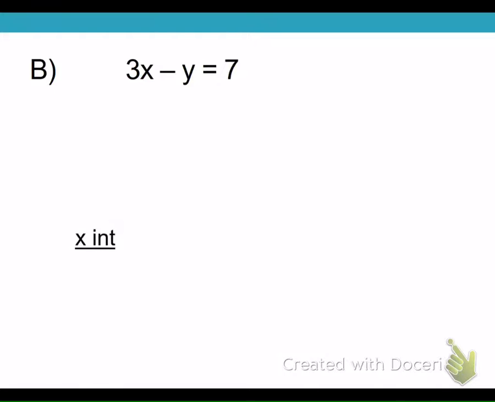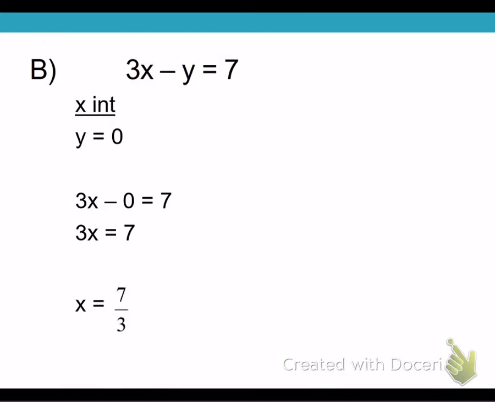All right, x-intercept first. I make the y equal to 0. So the y term basically disappears. We have 3x equals 7. So 7 over 3 is my x-intercept. So that point is 7/3, comma, 0.